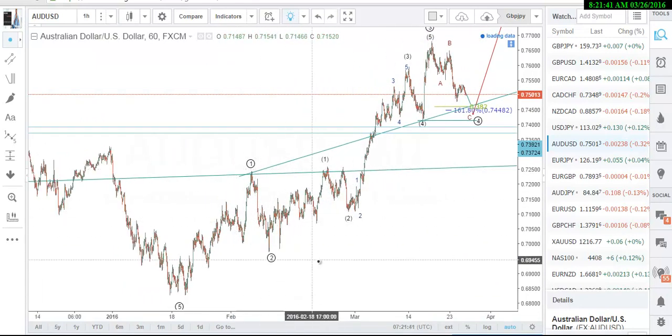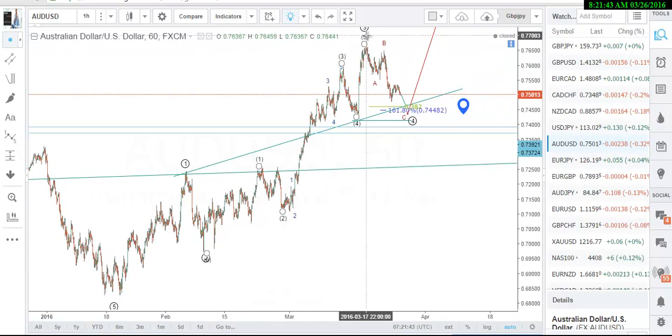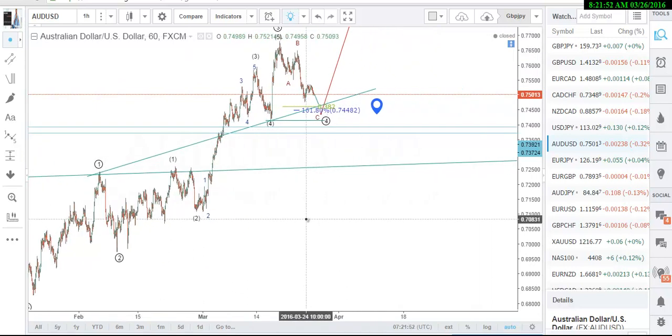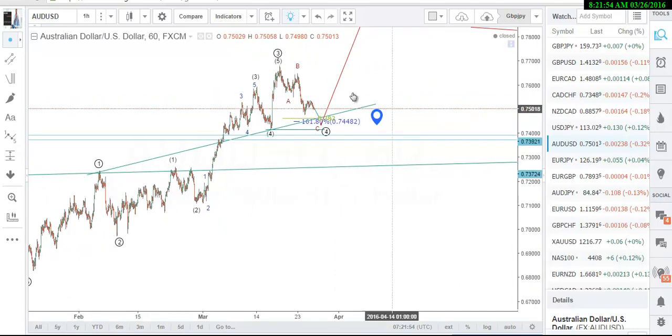This is wave 1, wave 2, and we can see wave 3 around here. These are the subwaves of wave 3: 1, 2, 3, 4, and 5. So this is wave 1, wave 2, wave 3, and what we are seeing right now is the fourth wave. This is ABC. Now look at the projected level. Around here is our projected level. This is the fourth wave.